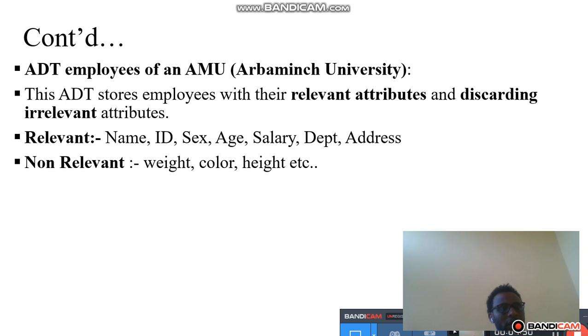ለምሳሌ ADT employees of AMU or Arba Minch University. ለምሳሌ you should identify what are the data, what are the relevant and what are the irrelevant ones. That means we will take the relevant ones and we will discard the irrelevant ones. So let us see, for example, the employees data of Arba Minch University. For example you can take those as relevant ones just like name, ID, sex, age, salary, department and address.